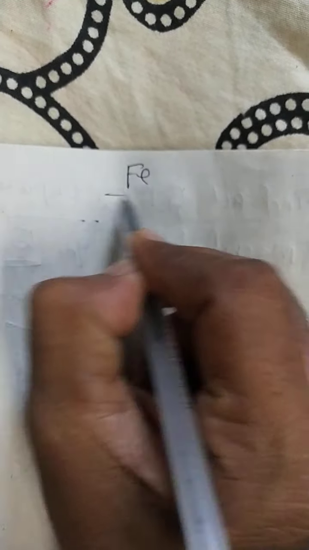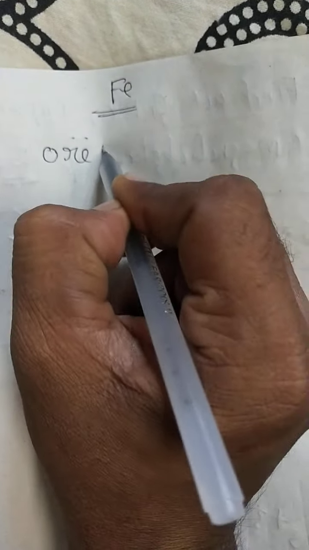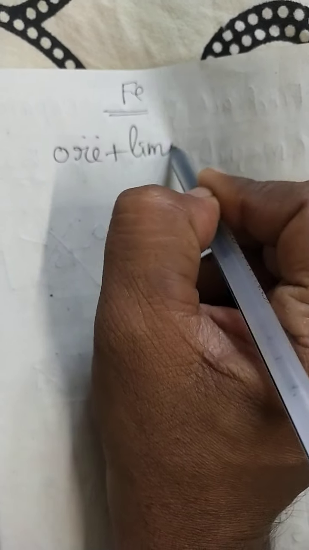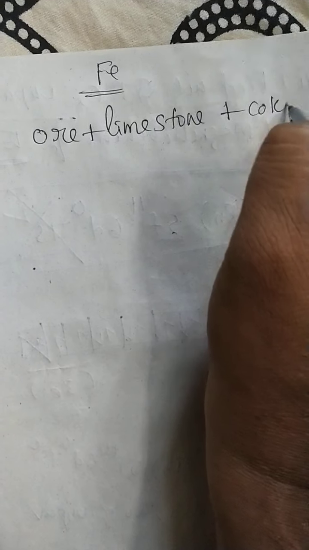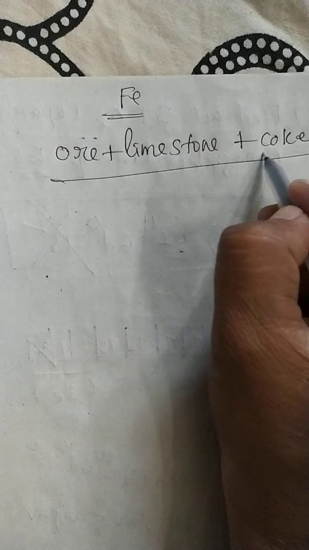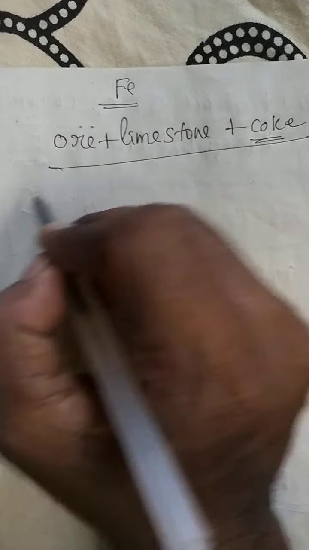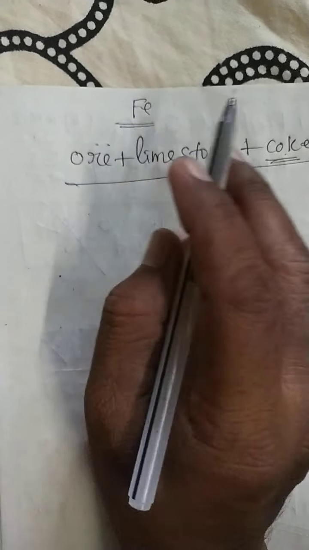See here, I will clearly explain the extraction of iron. In the extraction of iron, what is the combination first? Ore plus limestone plus coke. So what is the function of coke? Coke reacts with oxygen to remove the extra amount of oxygen from the ore.